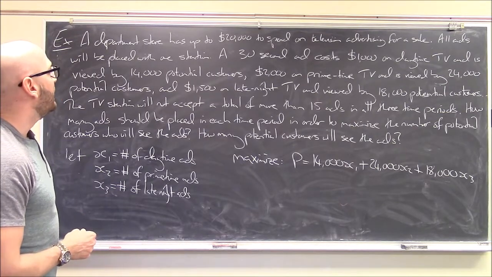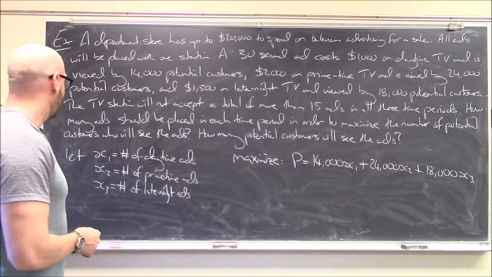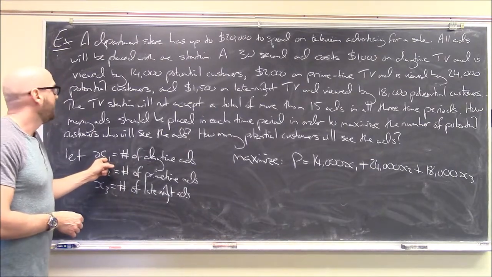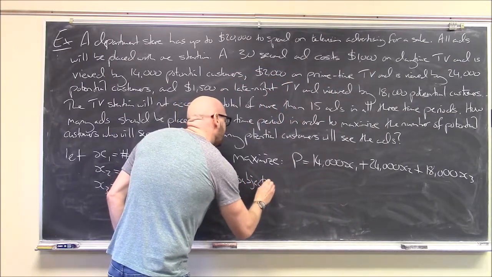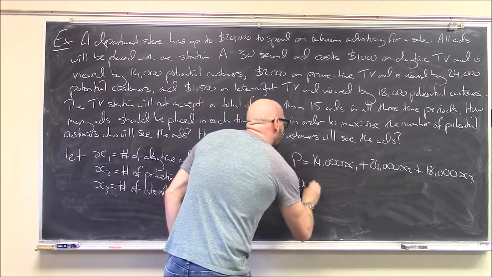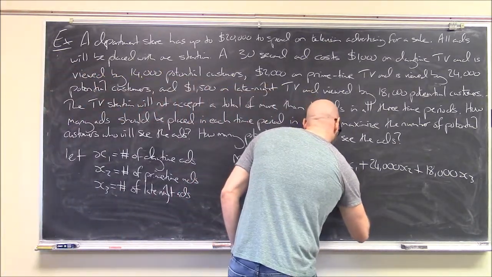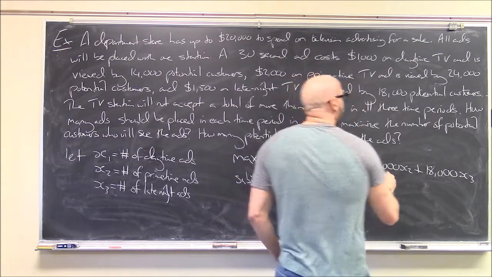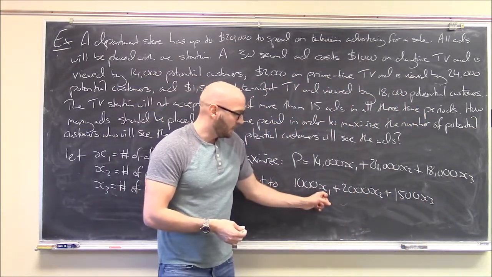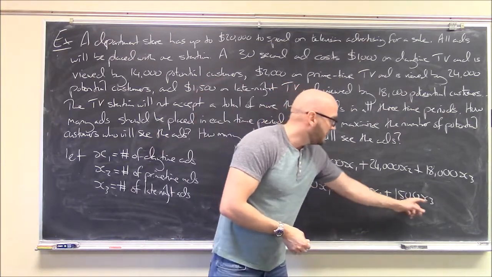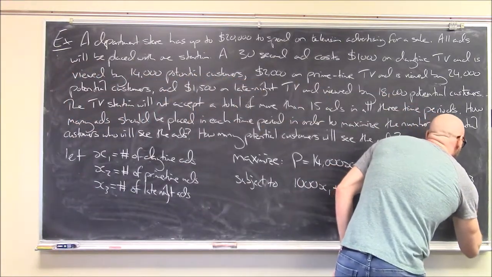One constraint is my money. I've only got $20,000, right? So if I run x1 daytime ads, the cost of that is going to be x1 times $1,000, right? So subject to 1,000 times x1 plus 2,000 times x2 plus 1,500 times x3. That's the total amount I'll be spending, right? $1,000 per daytime ad, $2,000 per primetime ad, $1,500 per late night ad. So add all three of those expressions together. That has to be less than or equal to the $20,000 that I can spend.